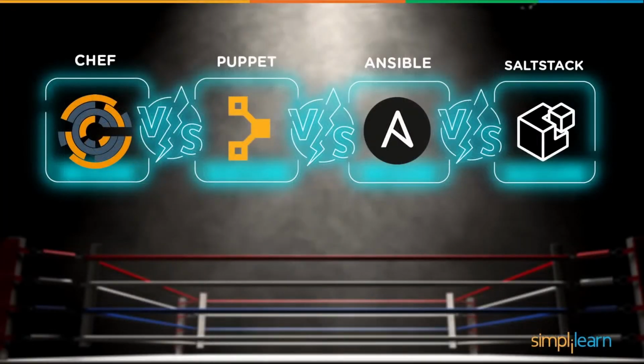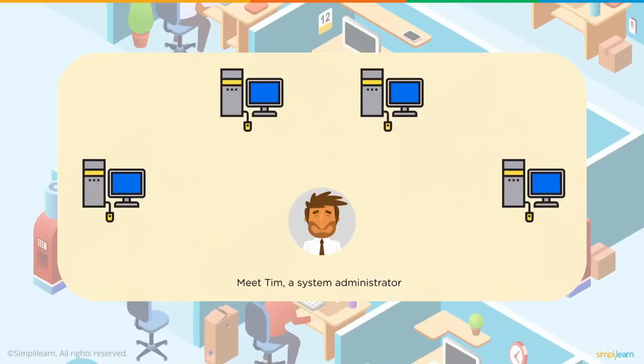Hello, this is Matthew with Simplilearn, and today we're going to go through a real tough battle. We're going to decide which is better for your operations environment. Is it Chef, Puppet, Ansible, or SaltStack? All four are going to go head to head. So let's go through the scenario of why you'd want to use these tools.